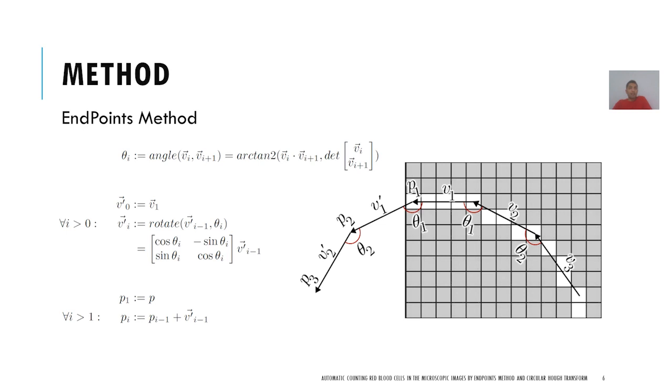First, a set called EndPoints is created. EndPoints contains the points where the circle curves of the red blood cells end due to reaching the edge of the microscopic image. The hit-or-miss morphological operator is used to calculate this set. For each point of the EndPoints set, like P, we calculate some points and vectors as shown in this slide.